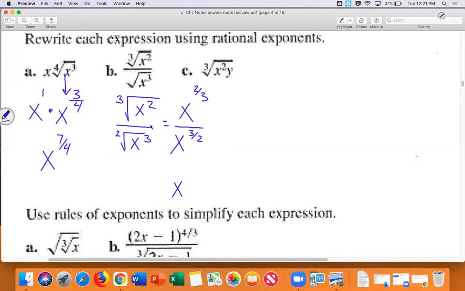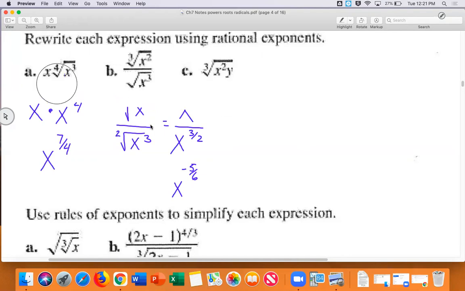-5/6. Okay. Yeah. So you can use your calculator to kind of compute this. Now, instead of having it all jumbled like this, the whole thing simplifies to x to the negative 5/6.